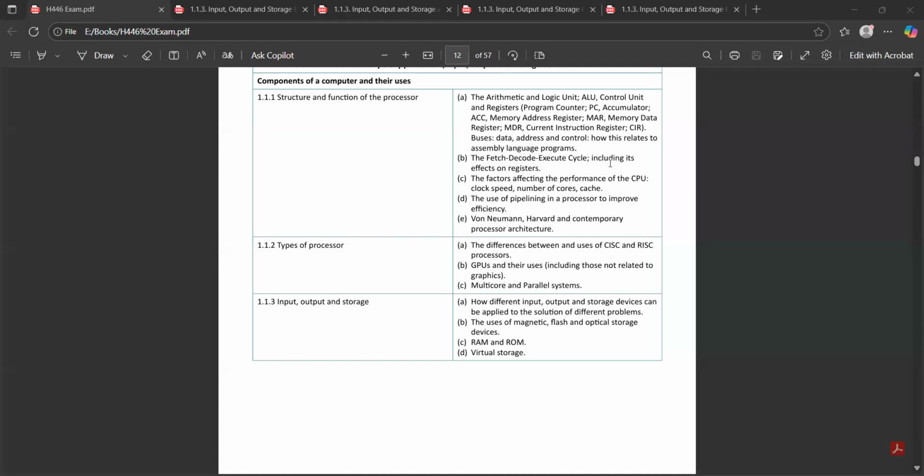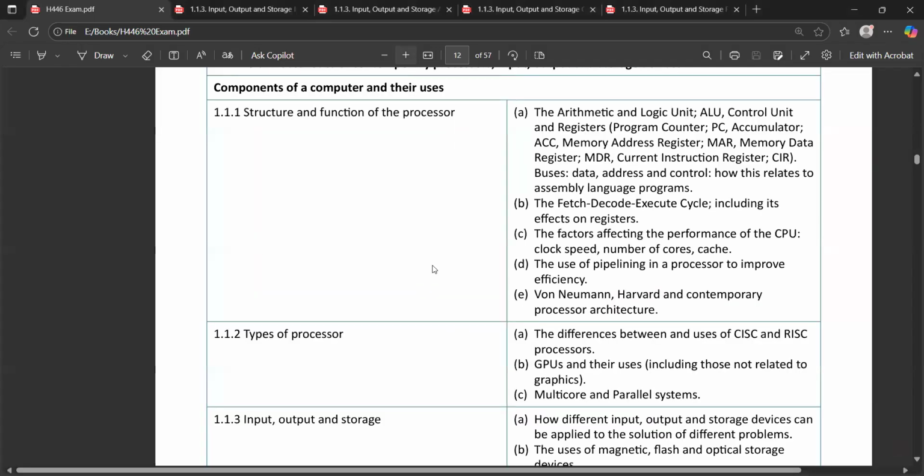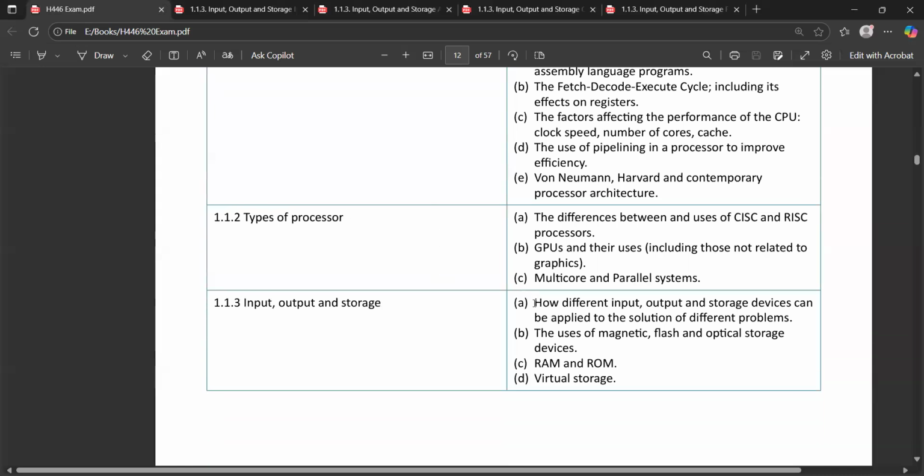So in today's class, we are going to start 1.1.3, which is input, output, and storage. The syllabus says that we need to discuss four components. The first component is how different input, output, and storage can be applied to the solutions of different problems. B part is the use of magnetic, flash, and optical storage devices. C part is RAM and ROM, and D is virtual storage. So I'm going to start with the A part, which is how different input, output, and storage devices can be applied to solutions to a different problem.